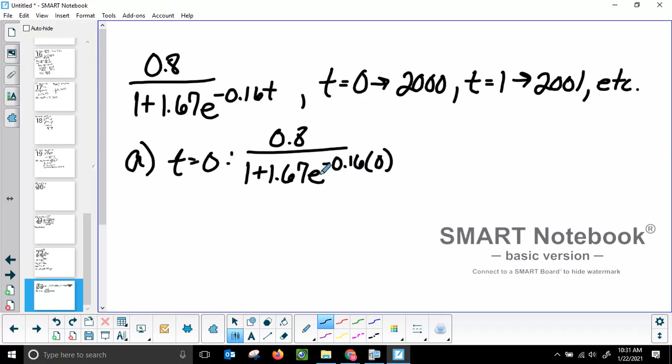Of course, 0 times anything is 0. Anything to the 0th power is 1. 1.67 times 1 is 1. So this is 0.8 divided by 2.67. So that equals 0.2996, rounded to 3 decimal places, is 0.300, which essentially is 30%.